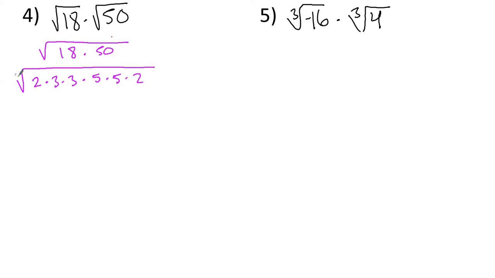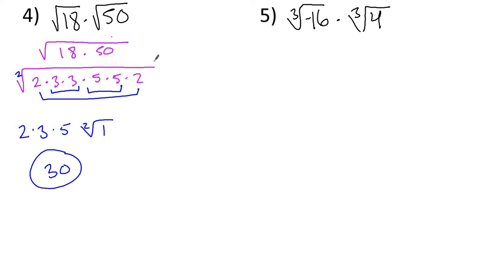Follow your house rules. The house rule says pairs. Here I've got a pair of 3s, a pair of 5s, a pair of 2s. So take out the 2, 3, and 5. Everything is taken out of the square root. So your answer here is simply 30. Notice how I was able to do that without pulling out a calculator. I didn't have to multiply and get a bigger number.